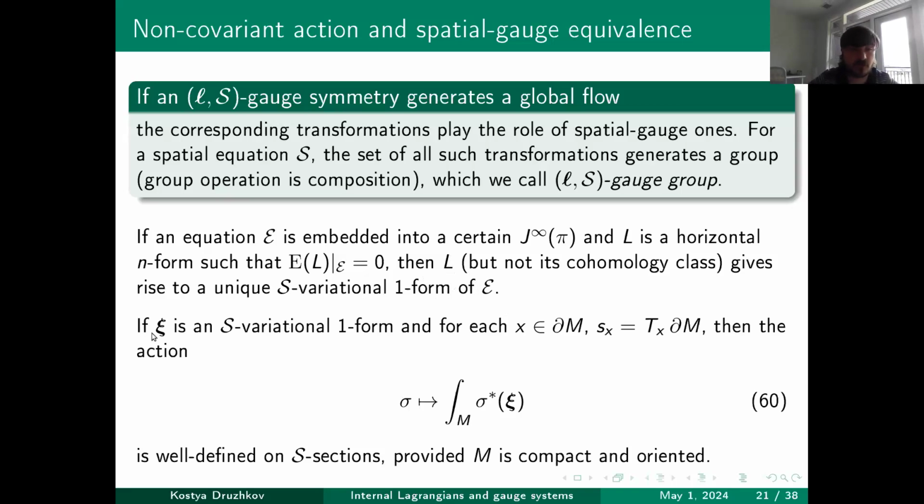And it's true because if we have an S variational one form and we have some additional condition satisfied, then the action 60 is well defined on a section provided the term is compact and oriented. And the condition is that for each point of our boundary, perhaps M has a trivial boundary, and then for each point of this boundary, the plane of our distribution on the base space coincides with the tangent plane to the boundary. If this condition is satisfied, then the action 60, the action that is given by our S variational one form, is well defined on S sections, provided the term is compact and oriented, of course, because we would like to not face some technical problems with the definition. That is why we require that M is compact and oriented.